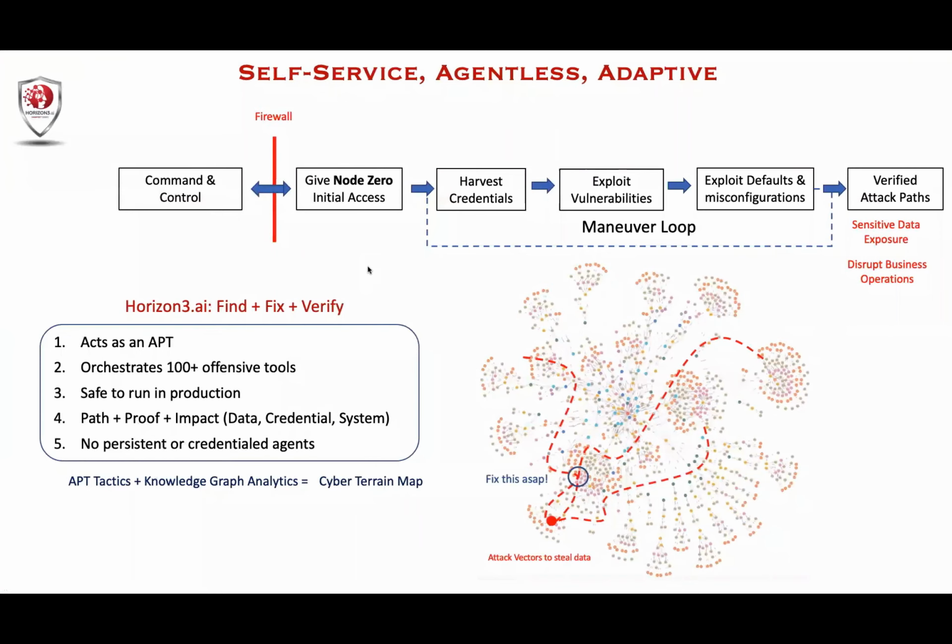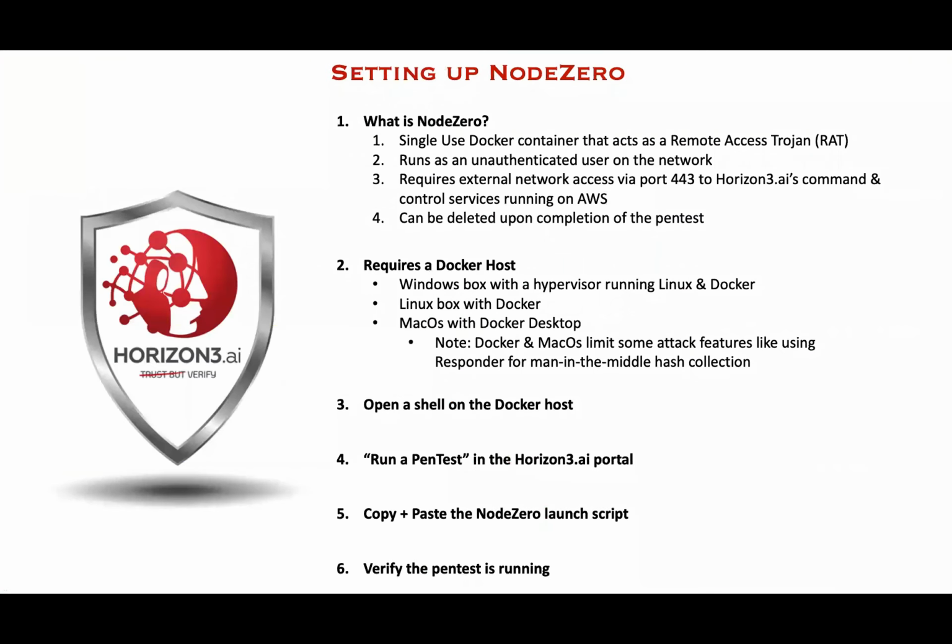So I'll leave you with that. If you look at the steps, what is NodeZero? A single-use Docker container. What does it require? It is a Docker host that requires a hypervisor running Linux and Docker, or a Linux box with Docker running on it, or Mac OS with Docker Desktop, keeping in mind there are limitations with Mac OS and Docker Desktop. Once you've got that, and you can shell access or open a shell on that Docker host, you want to be able to run a pen test, generate the NodeZero launch script, and from that launch script, copy and paste it into the shell so it can execute.